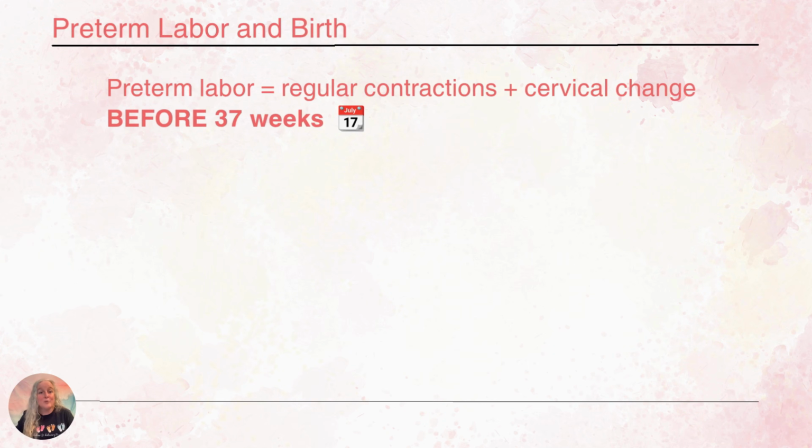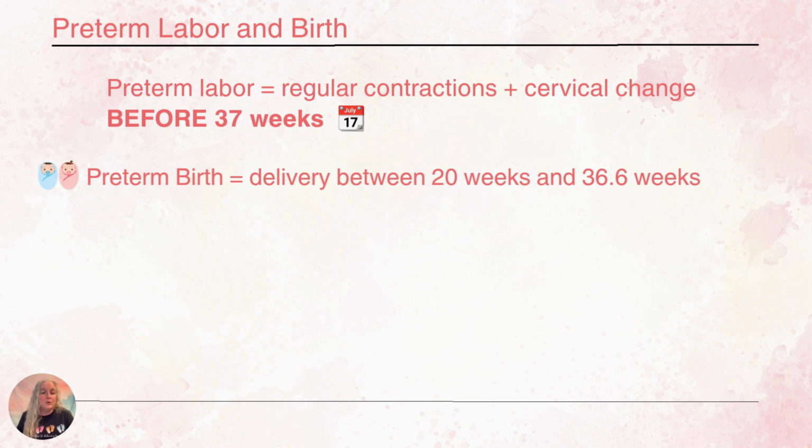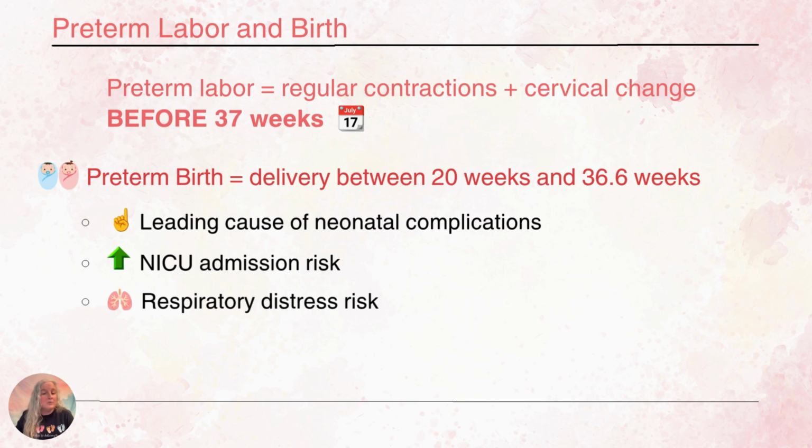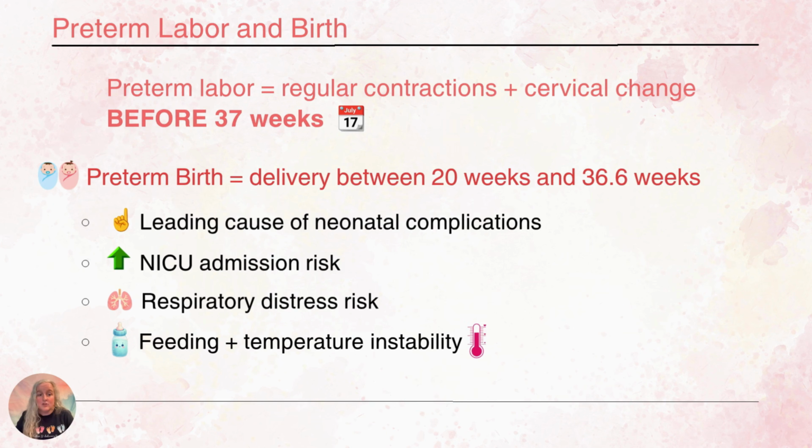To best understand preterm labor and preterm birth, we should first look at how we define it. Preterm labor is regular contractions with cervical change prior to 37 weeks gestation. Preterm birth is delivering the baby between 20 weeks and 36 weeks and 6 days. This is the leading cause of neonatal complications. It increases the risk of NICU admission, respiratory distress for the baby, feeding difficulties, and temperature instability.